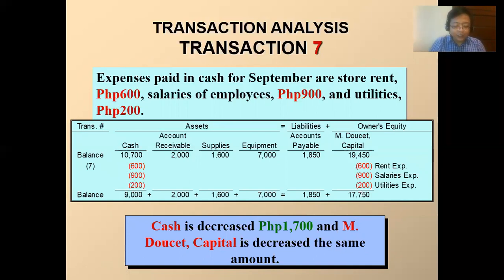I think so. So 9,000, sorry, 9,000 plus 2,000 plus 1,600 plus 7,000. The balance now is 19,600 of all the assets. Sa kabila, 1,850 plus 17,750. Yes, still the same. 19,600 here, 19,600 here. Cash is decreased by 1,700 and also will decrease the owner's capital by the same amount because it is part of your expense.